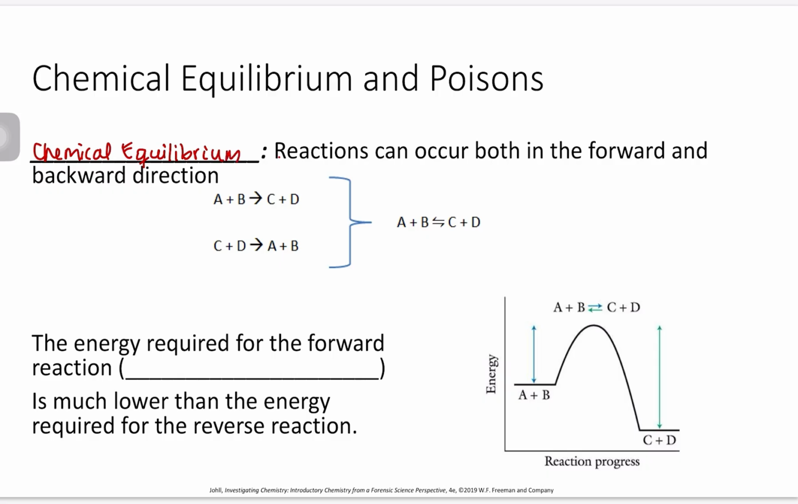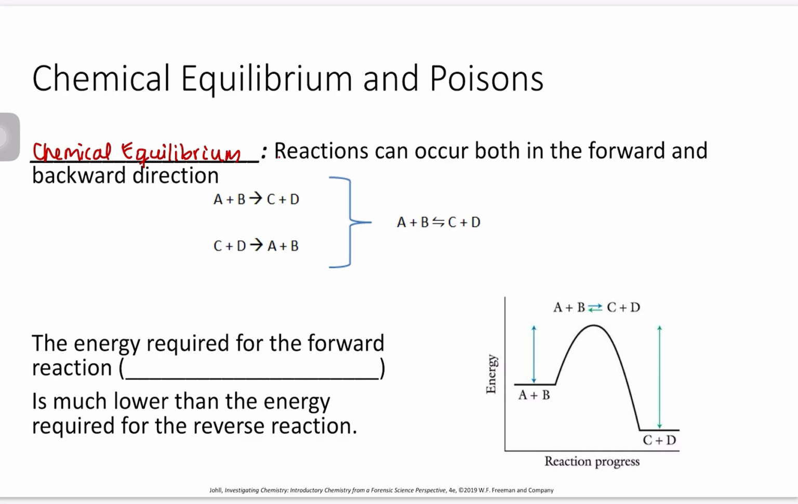is where you have a reaction that can happen in both directions. So it can happen in the forward direction where the reactants form the products, but it can also happen in the reverse reaction where the products form the reactants. The way we represent that is with this double arrow, which shows that the reaction can happen in both directions.